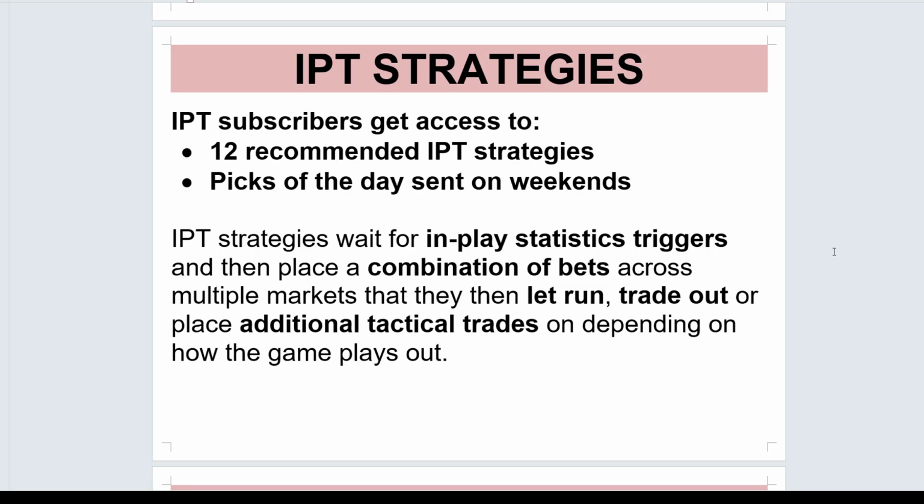From my understanding of reading about the in-play trading strategies, they wait for in-play statistic triggers. So when the statistics reach a certain level, they place a combination of bets across multiple markets. So not just one market, but 2 or 3 related markets. And they either let them run, or they trade out later on, or depending on how the game develops, they may place additional tactical trades, either to reduce risk or trade out in another way.